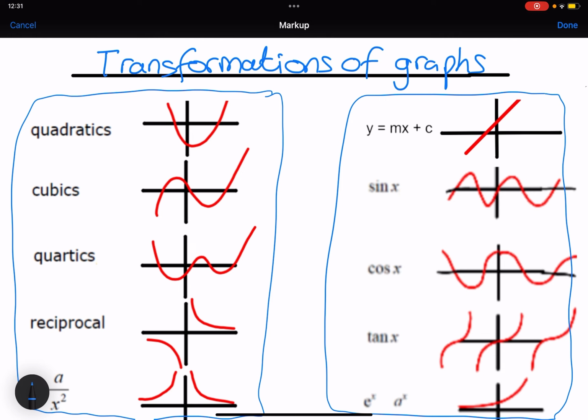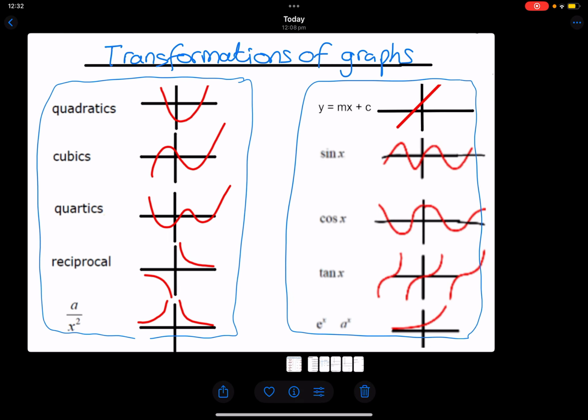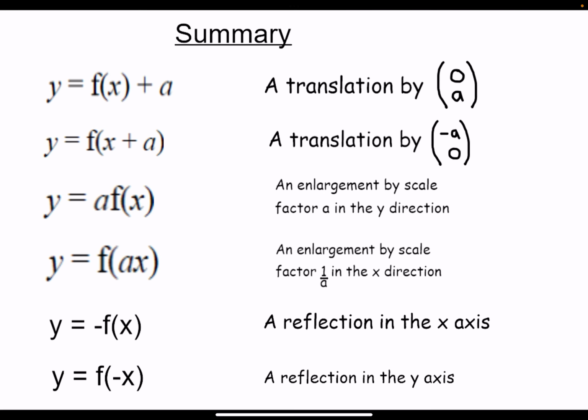What we're going to look at today is how we can tweak the equations slightly and get whole new graphs. And if we understand the effect of those tweaks, it can be really, really powerful and really helpful. So when I say tweaks, there's 6 you need to know. Here is a summary of all of them. So press pause while you copy those down into your video notes.